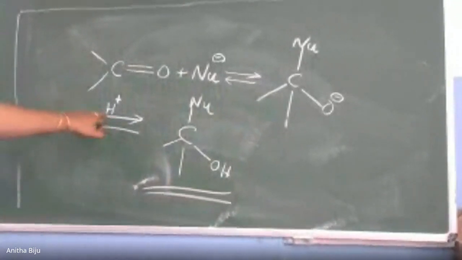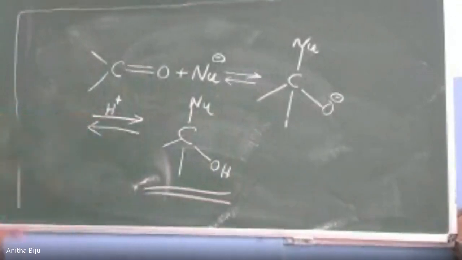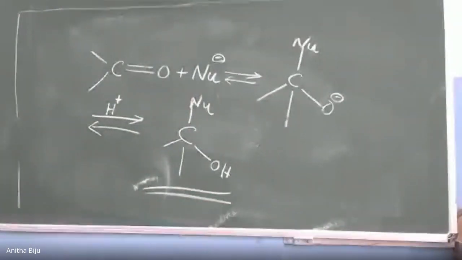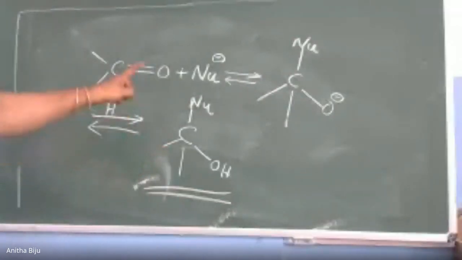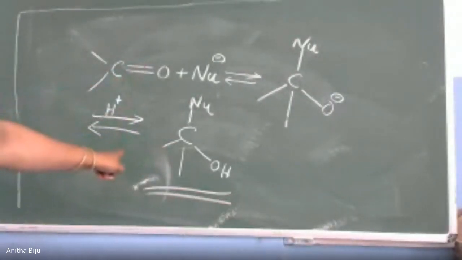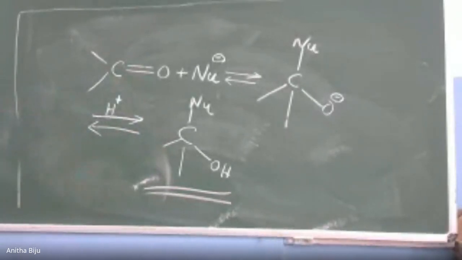Here you can write H plus is taken from the medium. So the medium must be acidic or aqueous. Aqueous medium also has both the ions H plus and OH minus, but here H plus functions. Okay. So it is there H plus, and this is the mechanism. And both the steps are reversible steps. That is also important.